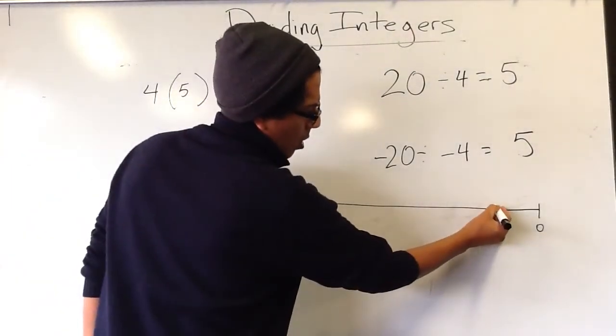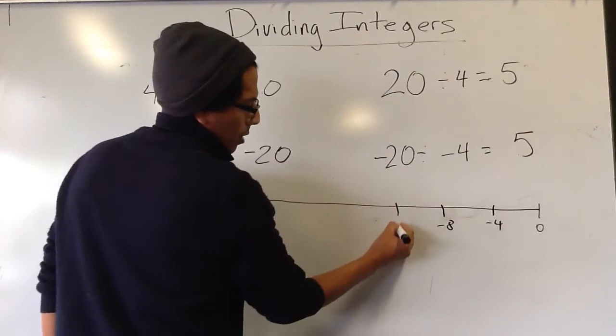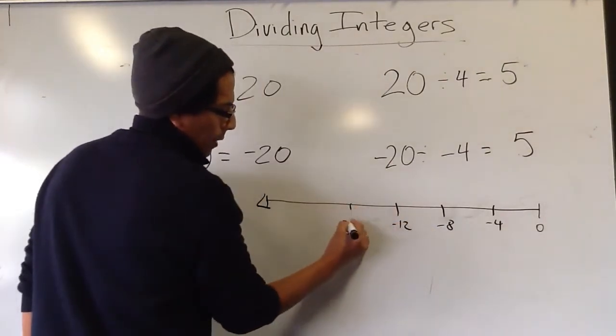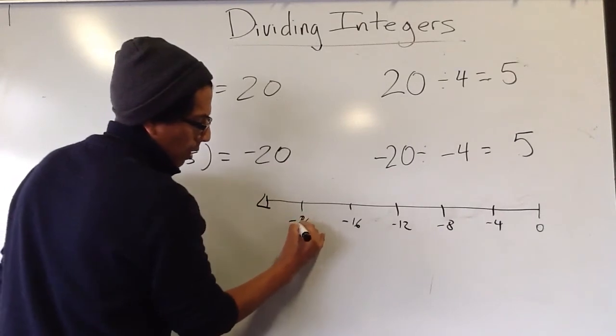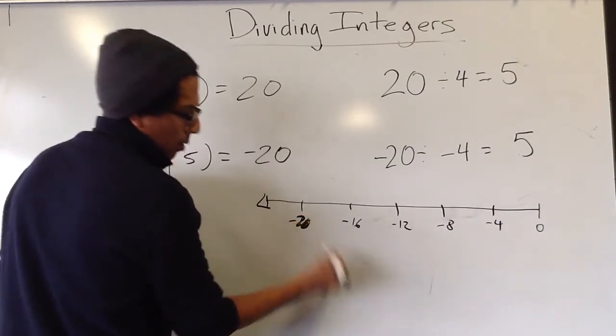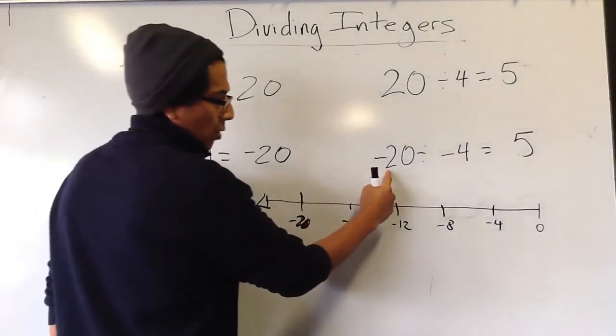Here is, watch this, negative 4. Yes, you should copy it. Negative 8. Negative 12. Negative 16. Negative 20. Whoa. How did they get that number? Right? So here it is. Here's negative 20.